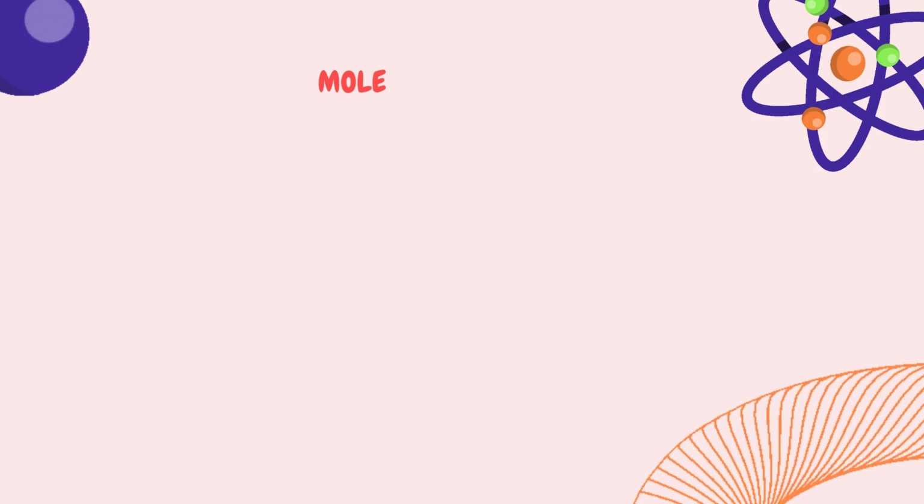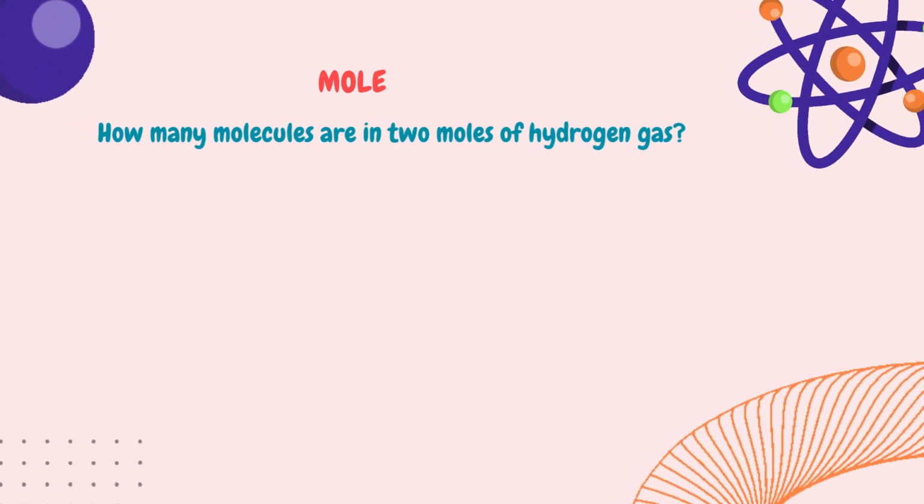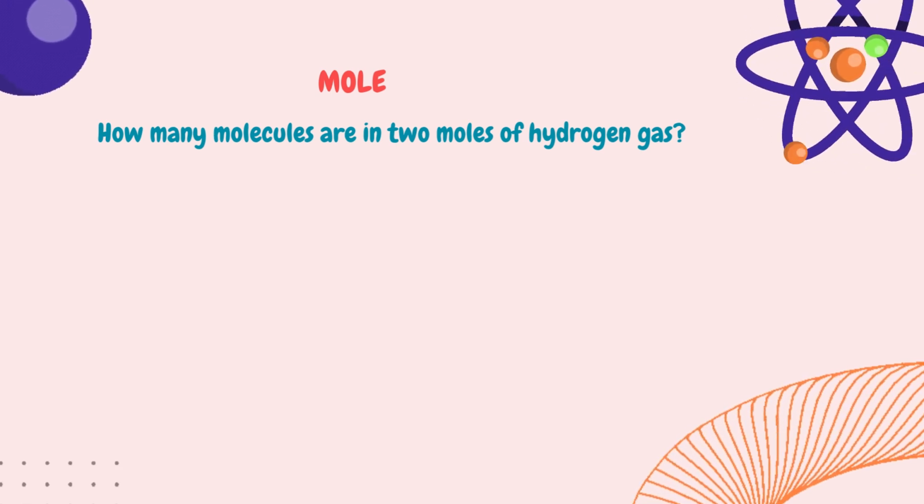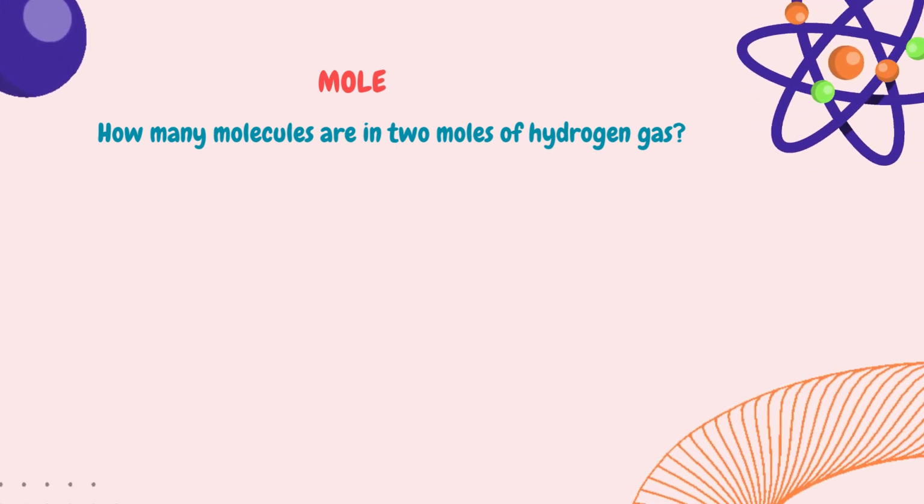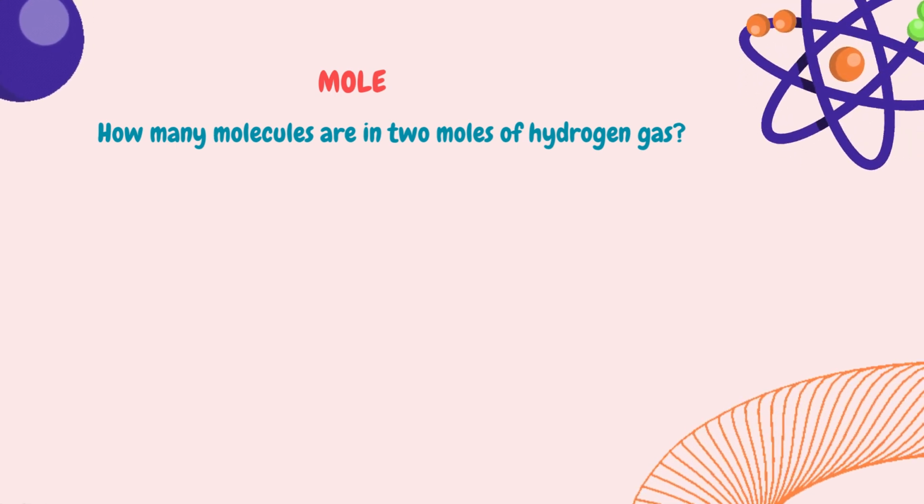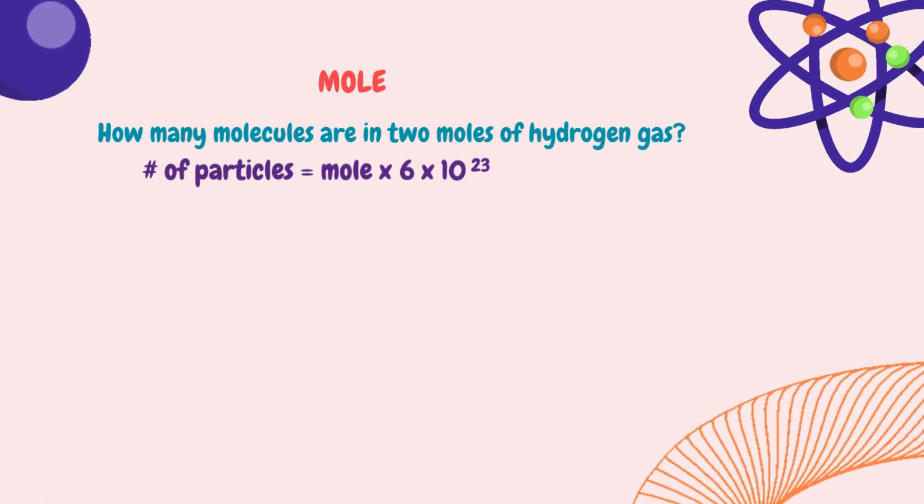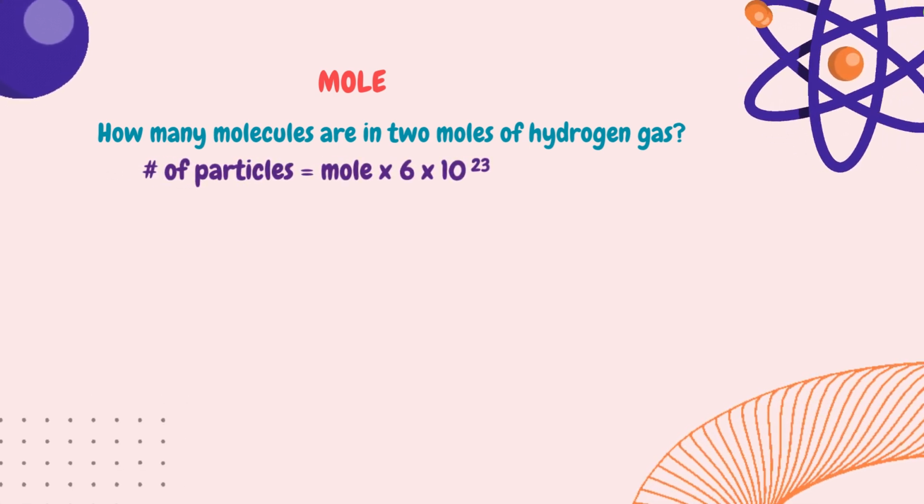Let's consider some examples. How many molecules are in 2 moles of hydrogen gas? Mole is equal to the number of particles over 6 times 10 to the power 23. This question is asking about the number of particles. Therefore, the formula is the number of particles is equal to mole times 6 times 10 to the power 23.